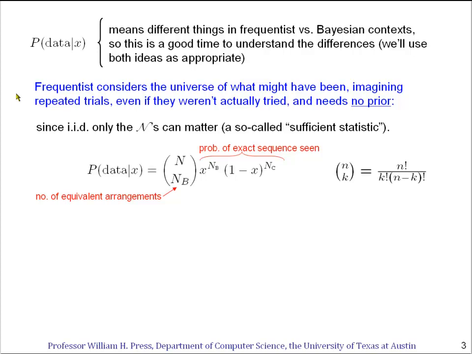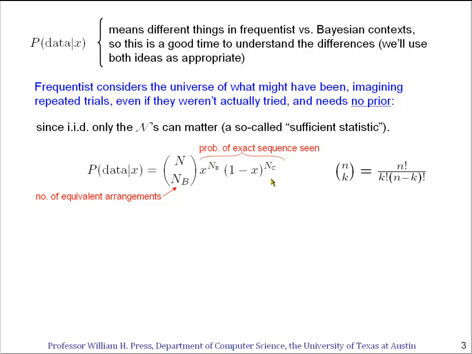Now, an important point shared by both the frequentist and the Bayesian is the fact that since the events are by hypothesis IID, independent and identically distributed, it doesn't matter how they're rearranged. The probability of a particular outcome should only depend on how many B's there were and how many C's there were. In fact, the probability of exactly the outcome that we see is simply the product of those independent probabilities, a product of an x for every B and a 1 minus x for every C, and so we get these powers of x and 1 minus x.